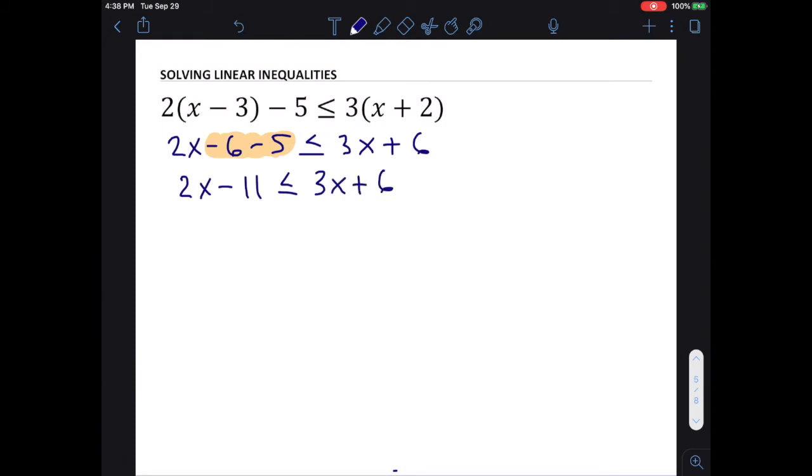Okay, so now we have variables on both sides. And so we just have to solve this like we would any other equation where we have variables on both sides. So we take the smaller variable and we'll move that one first. So I'm going to subtract 2x.